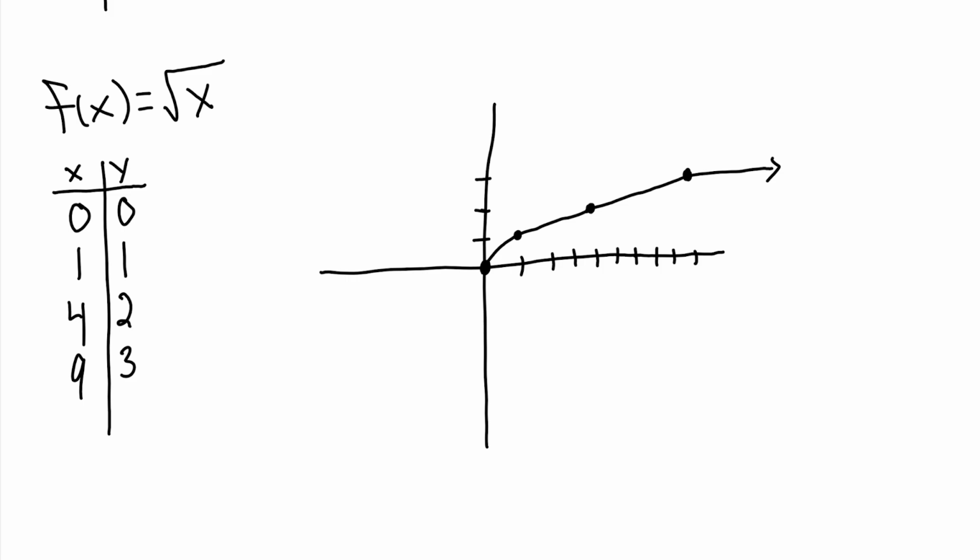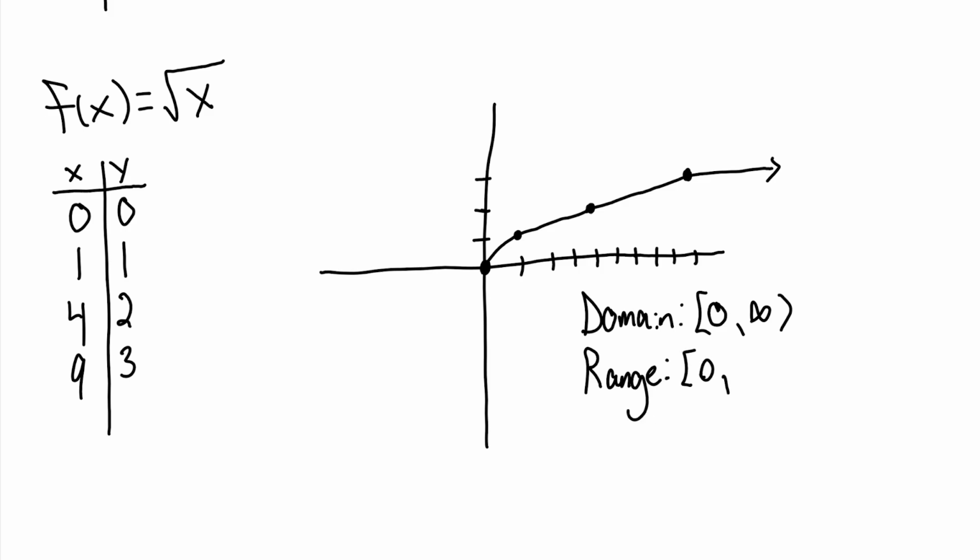So we can't put any negative numbers into the function, and we also can't get out any negative numbers of this function. So our domain will include 0, because we can put 0 in, to infinity. And our range will be the same thing in this case, 0 to infinity. So even though this is going up very slowly, going out far enough, it still will keep going towards infinity.